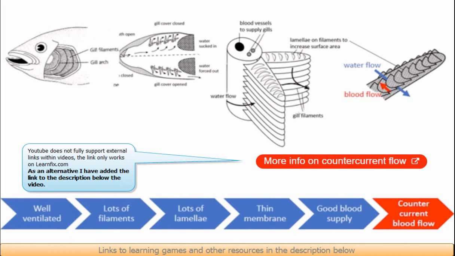Now, birds aren't on the specification, but it's interesting to note that birds have a different arrangement of the air sacs inside their abdomen, and they are able to have a countercurrent flow of air over their absorbing surface.